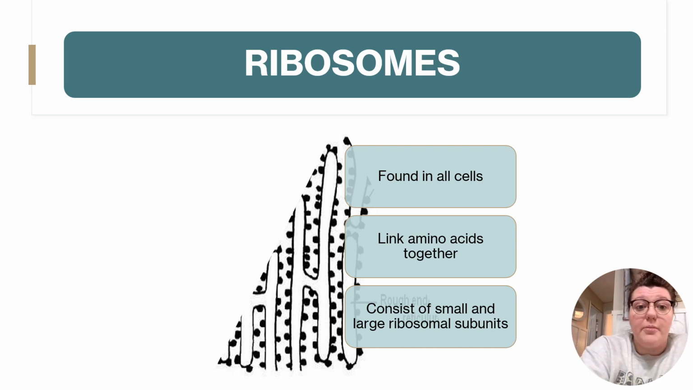So here we have some ribosomes, and ribosomes are connected with your rough endoplasmic reticulum and your smooth endoplasmic reticulum. As you can see in the picture I provided, the little black dots are actually your ribosomes. And ribosomes are found in all cells. They can either be free floating in the cytoplasm, or you'll see them on the Golgi apparatus and the rough ER. Ribosomes link amino acids together, and they consist of small and large ribosomal units. You'll see those as like 70S and 80S.